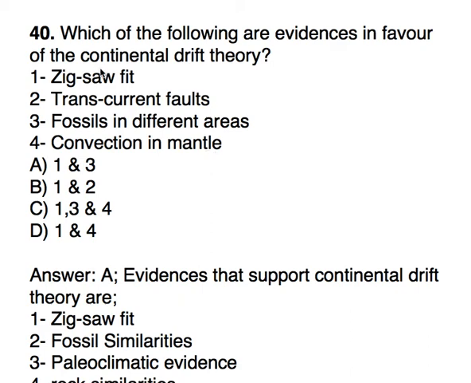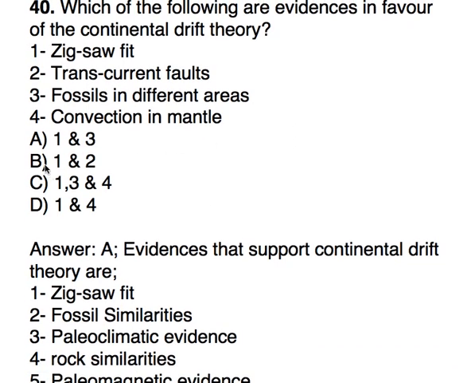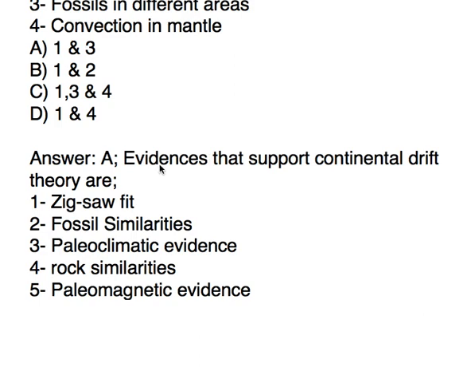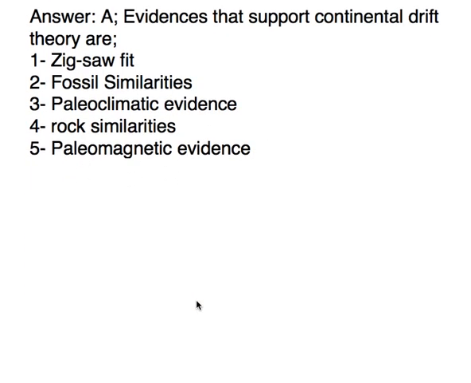As we already know, for the continental drift theory the most important evidences are jigsaw fit and fossils in different areas. So the answer would be B. No, sorry, 1 and 3. 1 and 3 is A. So the answer is A. And other evidences for the continental drift theory, which was given by Wegener, are jigsaw fit, already mentioned, fossil similarities, paleoclimatic evidence, rock similarities, and paleomagnetic evidence. That's all. Thank you so much.